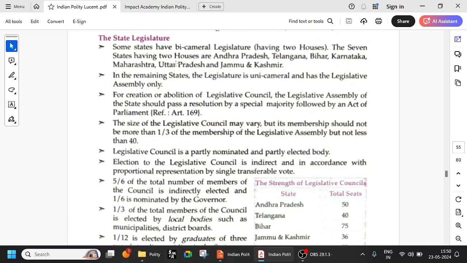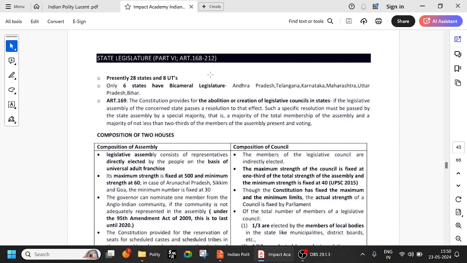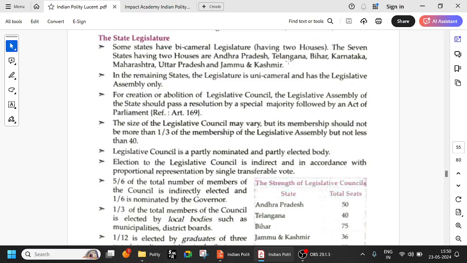Let's have a quick review again. Some states have bicameral legislatures, with two houses, basically MLC and MLA. They are Andhra Pradesh, Telangana, Bihar, Karnataka, Maharashtra, Uttar Pradesh, and Jammu and Kashmir. There are 7 states currently. Here we have seen Jammu and Kashmir is missing in the list, but now Jammu and Kashmir also has 2 houses. So right now it is 7.